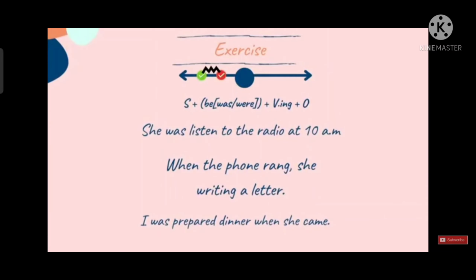Now, let me give you an exercise to validate your learning. Correct the following sentence with the structure of past continuous tense. The structure is subject plus was or were plus verb's ing form plus object. The sentences are: She was listened to the radio at 10 a.m. When the phone rang, she writing a letter. I was prepared dinner when she came. Pause the video and write the answers in the comment. I will share the answers in a while.